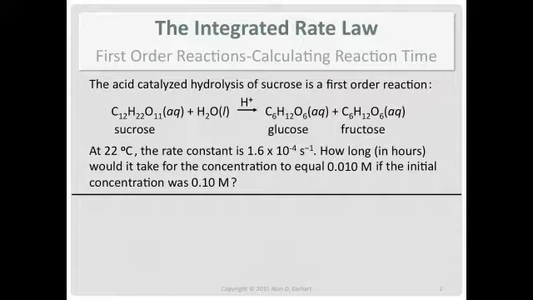And we went over 3 of them. We went over one for zero order, one for first order, one for second order. And when you need an integrated rate law, you have to get the right one. You can't just use dimensional analysis to figure this out. It won't work.